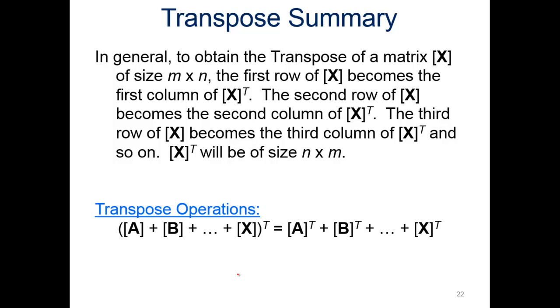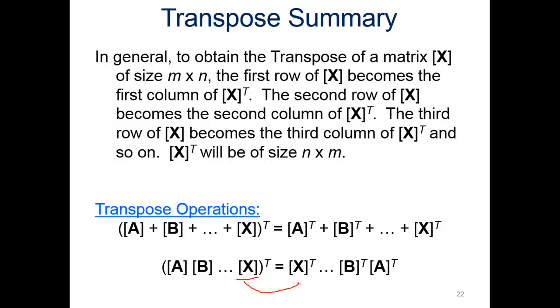All right, and so there's some transpose operations you can do. So if you take the whole quantity and you want to transpose that, it's the same as taking the transpose of each matrix by itself. And again, if you do the multiplication of a bunch of matrices together and then take the transpose of that, it's the same as taking the transpose of the last one first, and then working your way backward, because see how X is here, and now A is the last term over here.